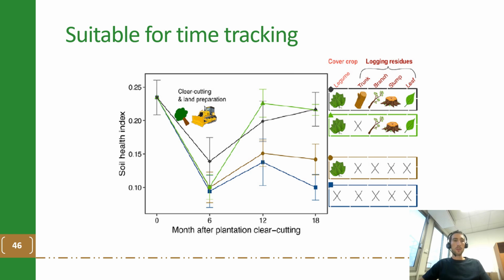4 treatments were compared, with a gradient of return of felling residue. We can see here that we can monitor change in the soil health index over time and thus measure the impact of this practice on functions. Large quantities of felling residues improve the resilience of the ecosystem, compared with treatments in which little felling residue is added.